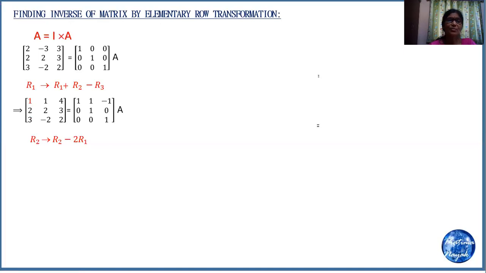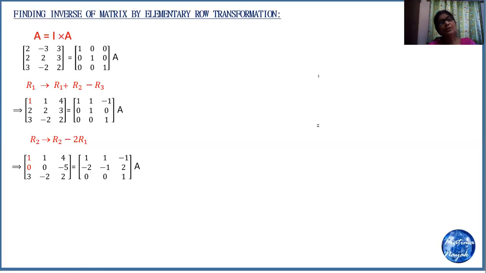Only R2 elements will be changed according to these operations. So the result will be: first row, third row unchanged. Second row elements will be changed in both A and I. So it will become 0. Similarly, the middle one also becomes 0. And 3 will convert to minus 5. And in I, you will see that it will be minus 2, minus 1, and 2.